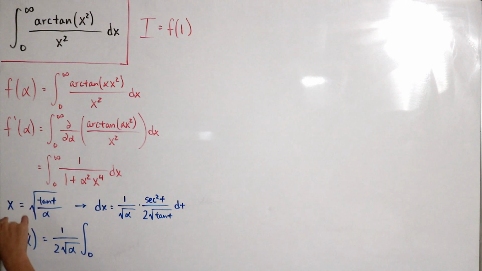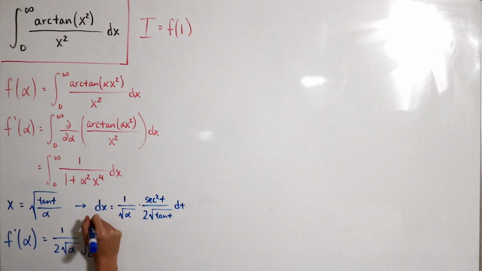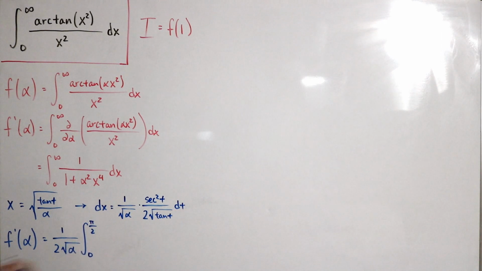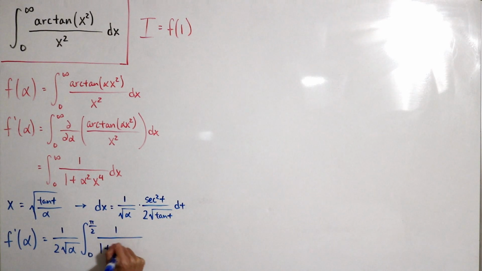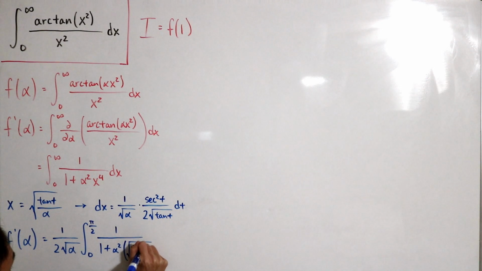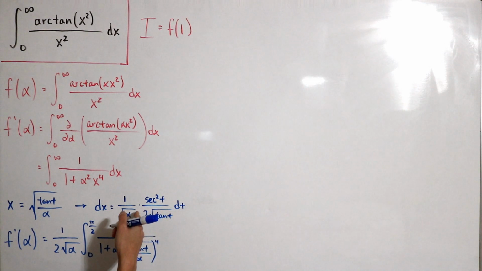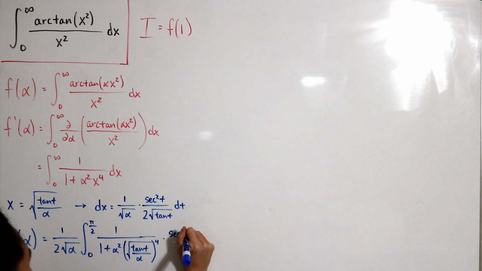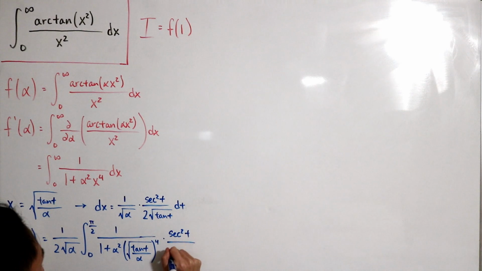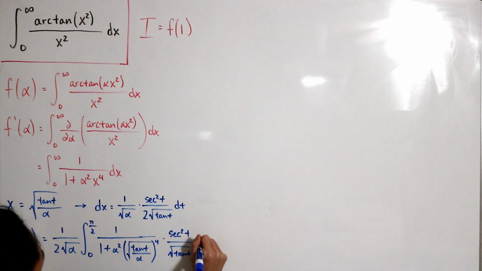Then meanwhile, we have infinity, so we could say that just from solving, t would have to be pi over 2 for the upper bound. Then if we just plug everything back in, so we have 1, and then 1 plus alpha squared, okay? Then we just plug our x back into here. That will be in terms of t, so now this is the square root of tangent t divided by alpha, then to the power 4. And then we just put back our dt substitution, so secant squared of t, then divided by the square root of tangent t dt.